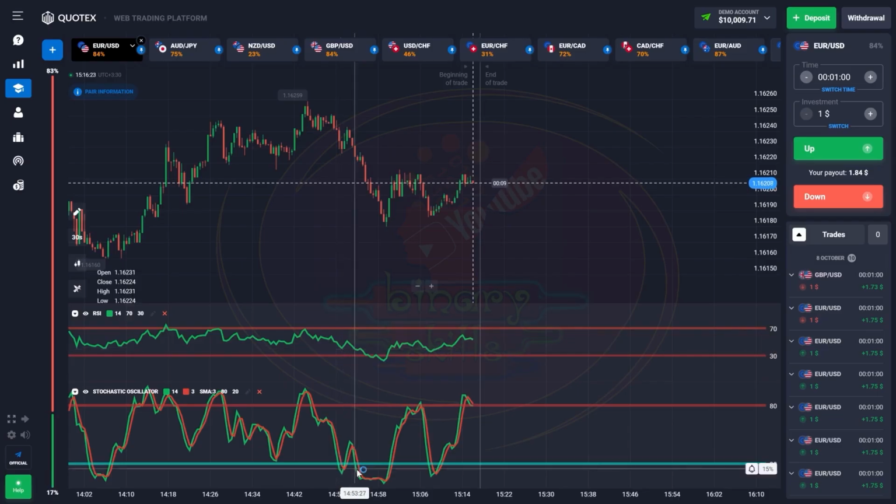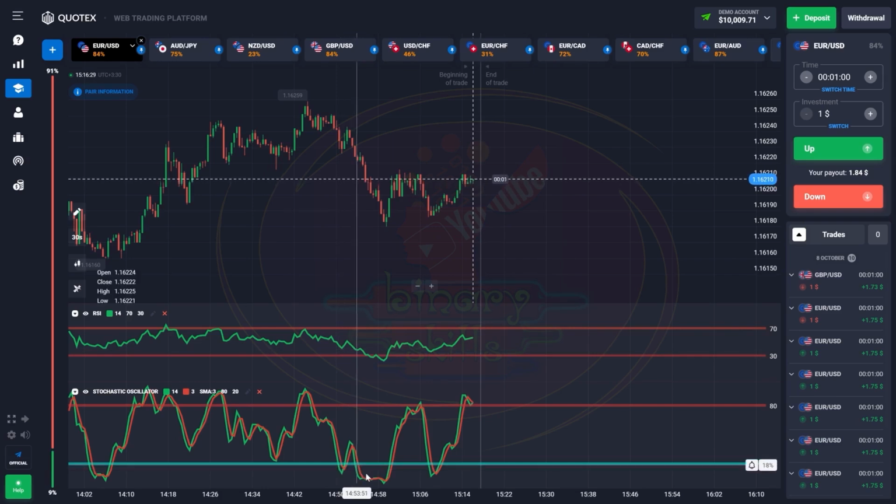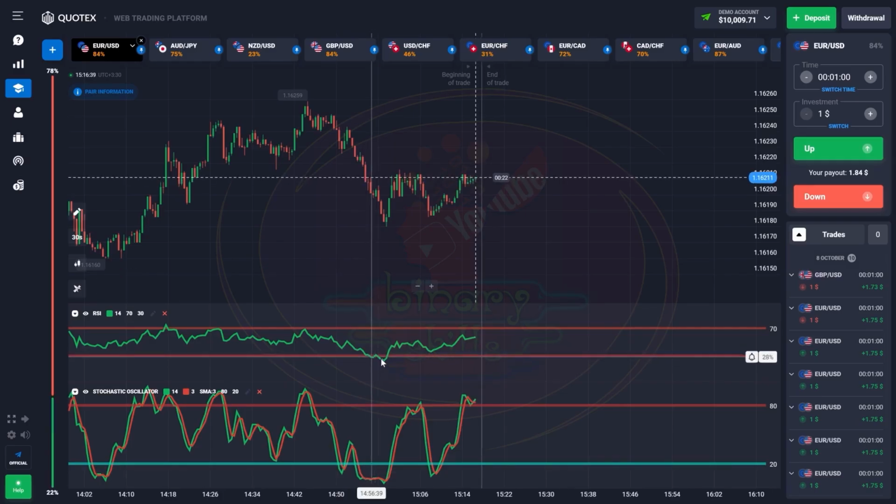Even here, where the stochastic has moved completely below its 20 line, the RSI has just barely touched the 30 line and hasn't moved lower yet. It hovers around this line, and only at this point does it start giving us the oversold signal.